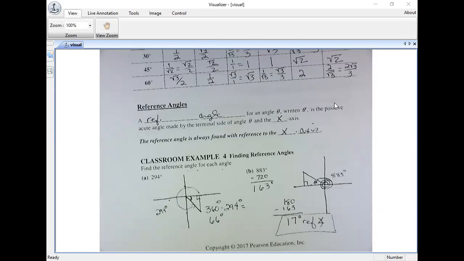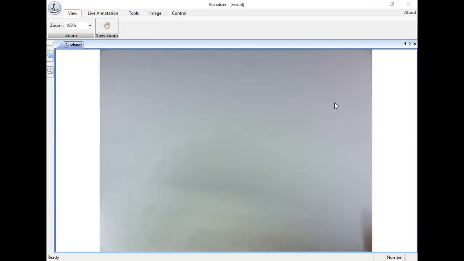All right, so far so good? No questions yet, correct? All righty, then let's look at this page.